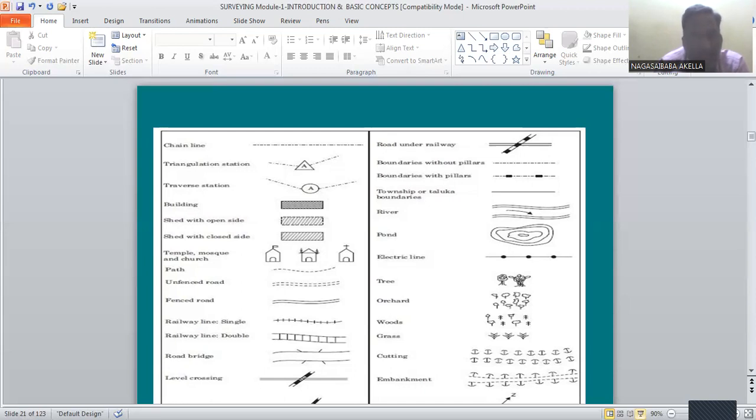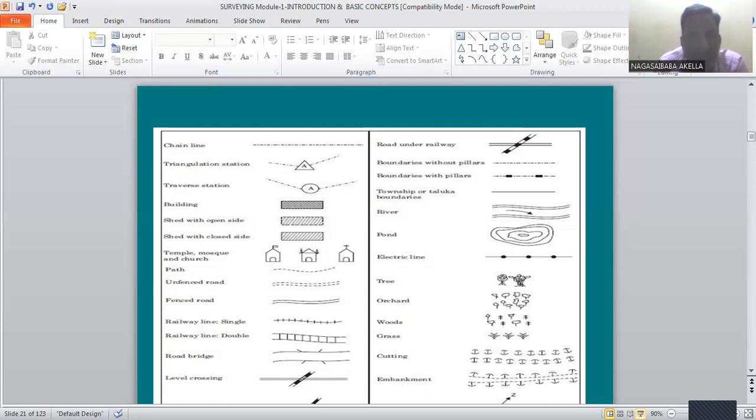Next, a building is represented with a hatched line, and a shed with open side like a dotted box in that hatched line. A shed with a closed side should be closed on all sides. And for the building and the shed with closed side, if you see the difference, in the building the hatching lines are close together. In the shed with closed side, the hatching space is more.